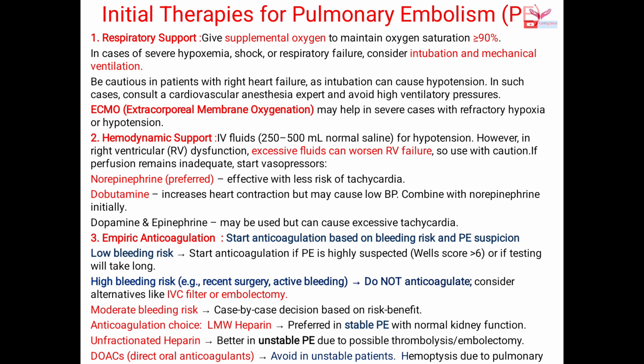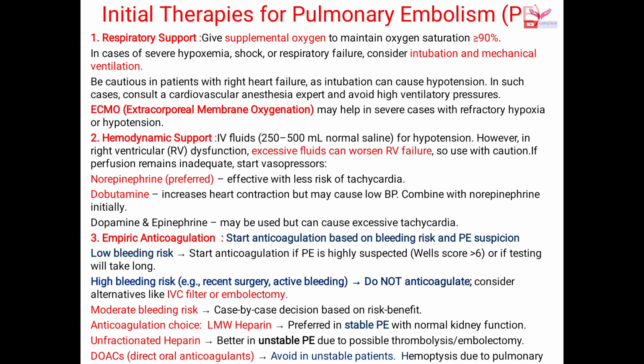ECMO, that is extracorporeal membrane oxygenation, may help in severe cases with refractory hypoxia or hypotension. For hemodynamic support, IV fluids like 250 to 500 ml of normal saline can be given for hypotension. However, in patients with right ventricular dysfunction, excessive fluid can worsen the right ventricular failure. So use with caution, and if perfusion remains inadequate, we should start a vasopressor.